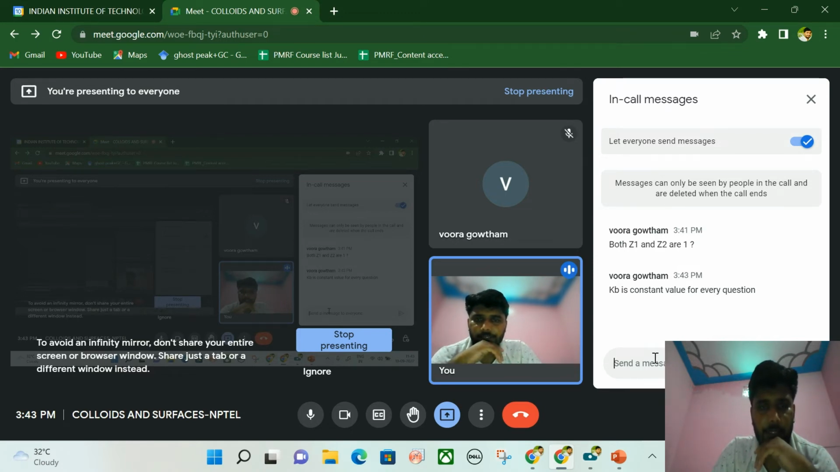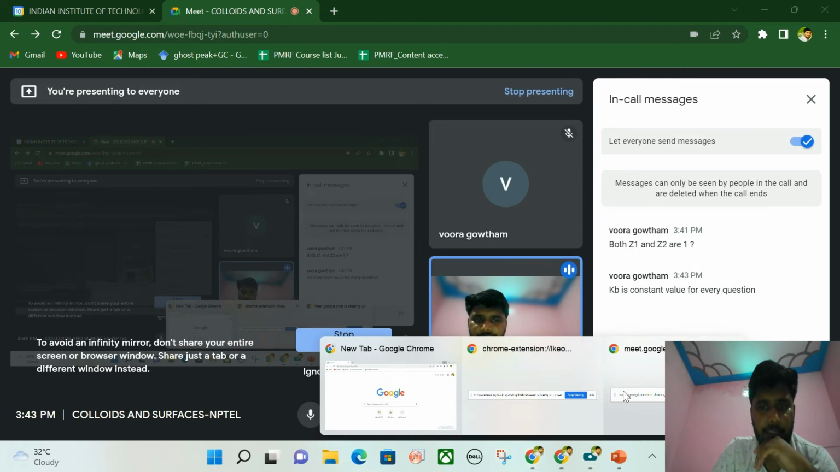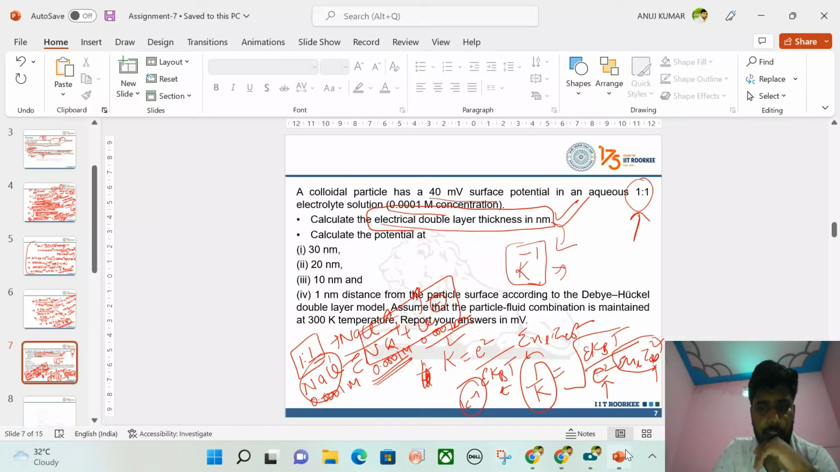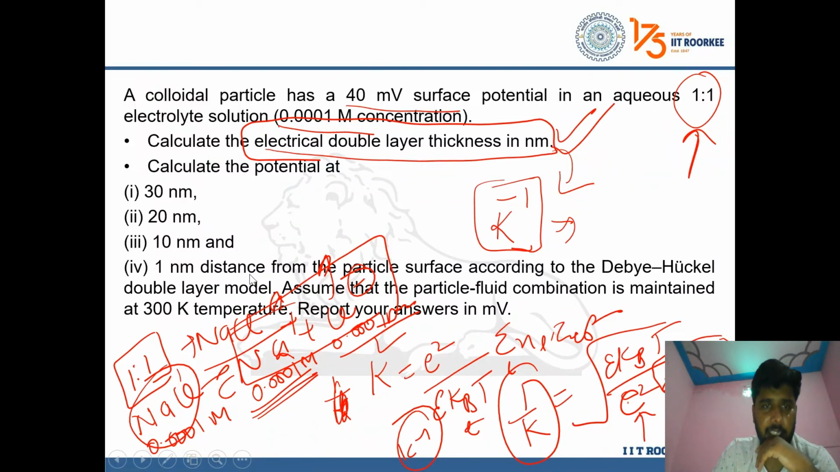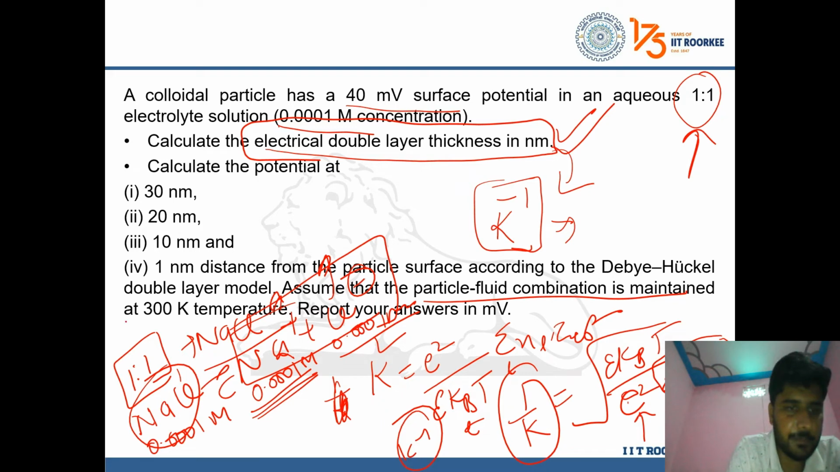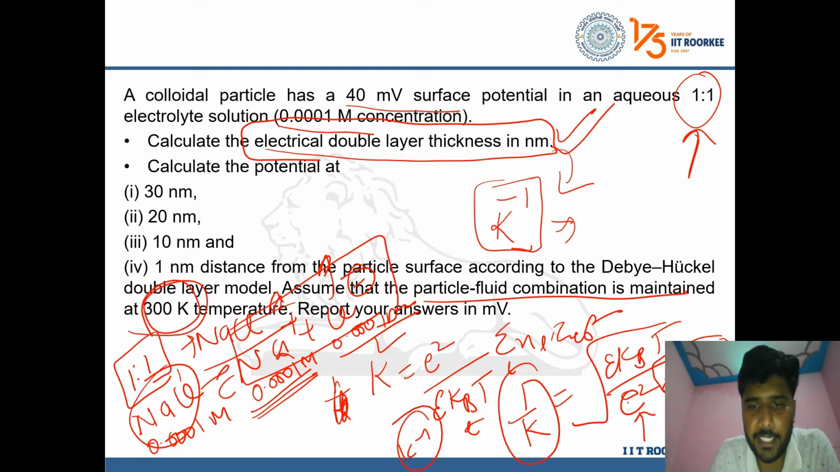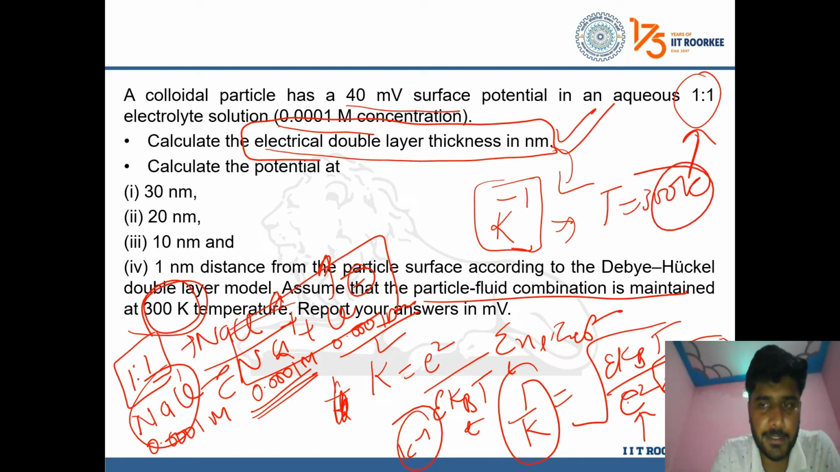If a particular temperature is given in any question, you have to put that value accordingly. Just for example, here the fluid combination is maintained at 300 Kelvin temperature, so you have to calculate the kappa value at T equal to 300 kelvins.